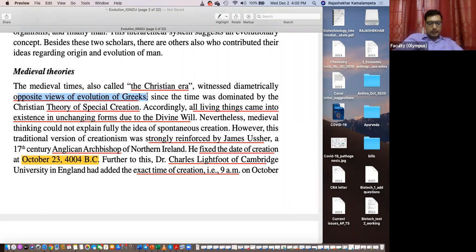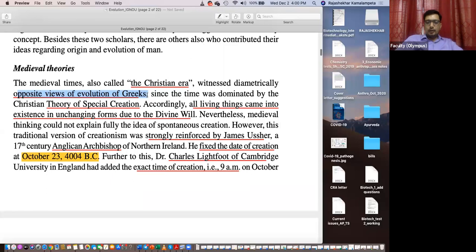So what did they think here, and what made them think like that, is something we need to understand. They thought, I think, this Christian theory of special creation, or simply the theory of special creation. The concept of the theory of special creation came here.